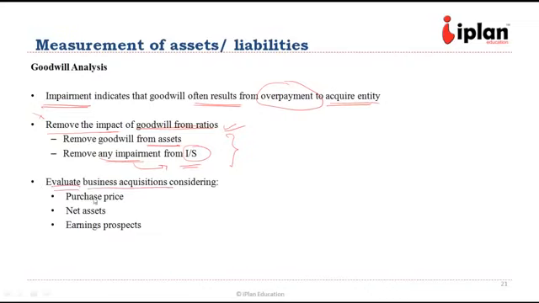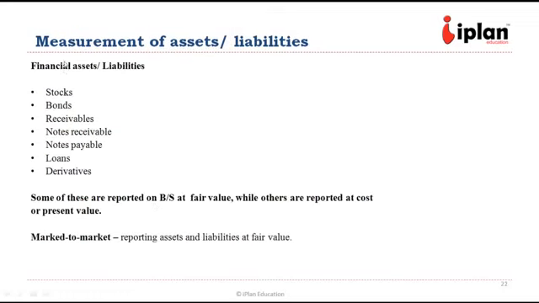Now for the evaluation of business acquisitions, these are the things which are considered. First is the purchase price, the net assets which are being offered, and the earning prospects. If the earning prospects are very promising, the company may be willing to pay more than the value of net assets because of the goodwill. Let us move to the next slide.